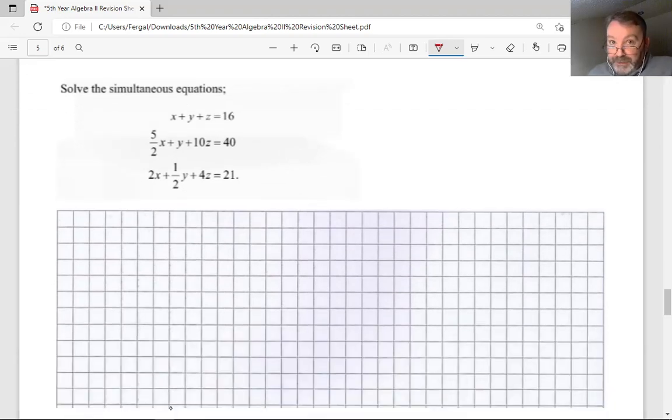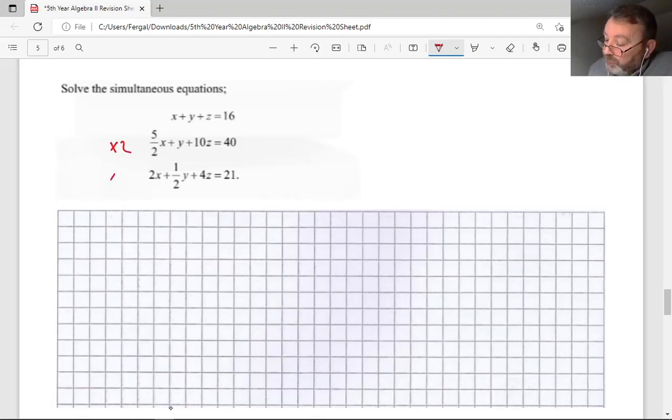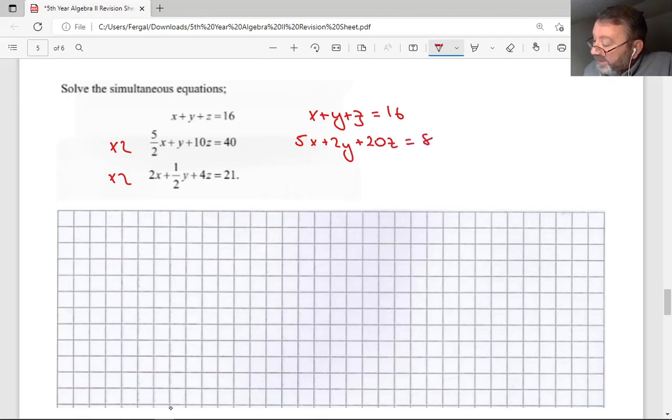Oh dear, another one. Okay, let's keep going. Fractions, no. That means we're going to have to multiply that by 2 and this by 2. So x plus y plus z equals 16. We're going to keep that. Multiply across by 2. That gets rid of the 2. That's 5x plus 2y plus 20z is equal to 80, because you multiply everything across by 2. And this one the same. 4x plus y plus 8z is equal to 42.